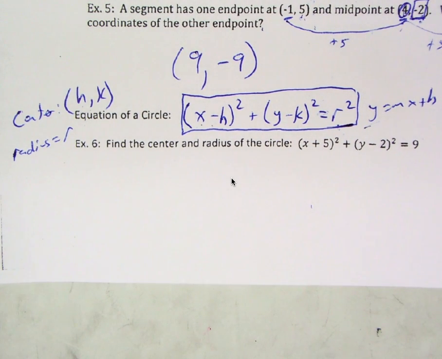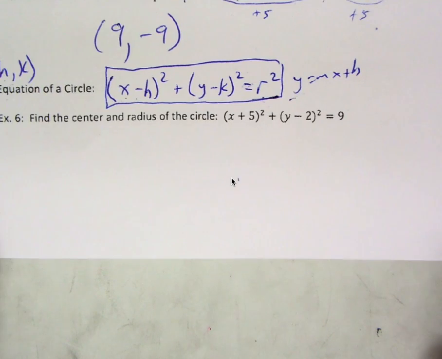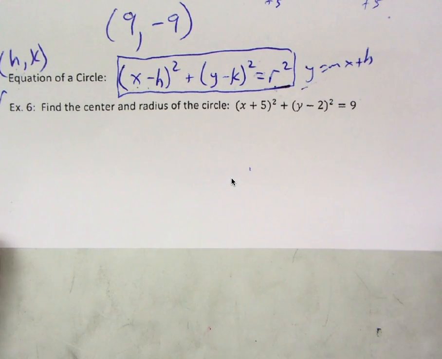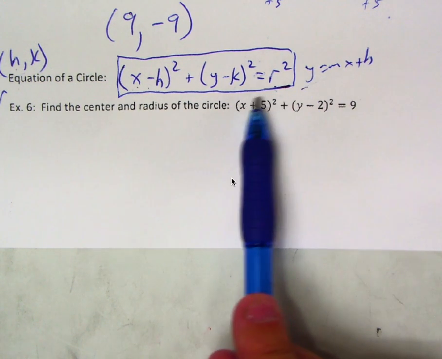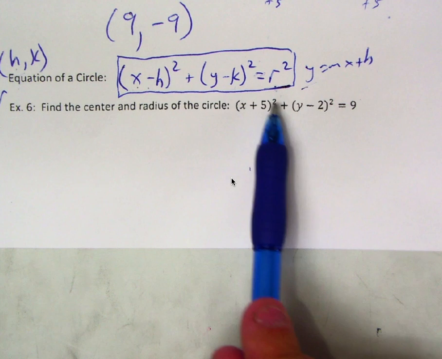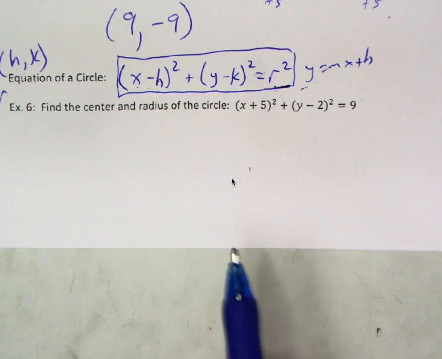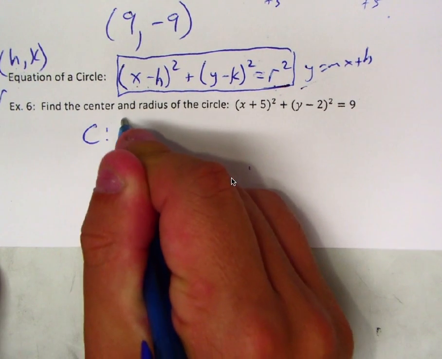All right, so let's go ahead and think about how we can use this. Number 6 says find the center and the radius of this circle. Here's a circle right here, because it's in that form that we just talked about. So let's first find the center, the coordinates of the center.